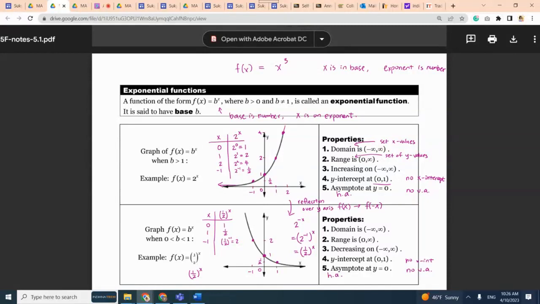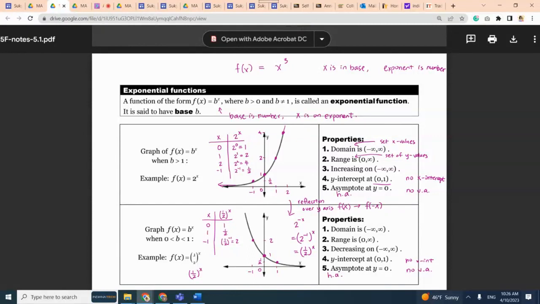How about you plug in -1? (1/2) to the -1. You remember the minus 1? You flip it, you get the reciprocal. The reciprocal of 1/2 is 2. Yes, everybody? You get (-1, 2). When you connect those points, you see it's going down, so it's a decreasing function, right? And you can see the domain when you project on the x-axis. It's all real numbers. The shadow is all real numbers, right? The domain is all real numbers.